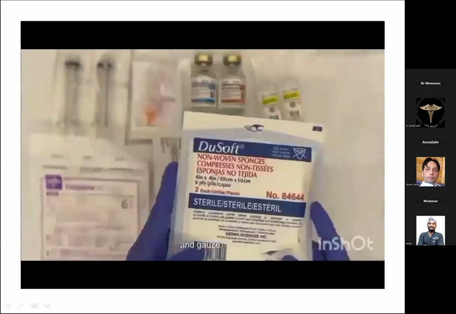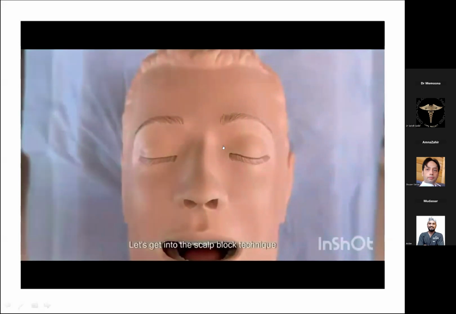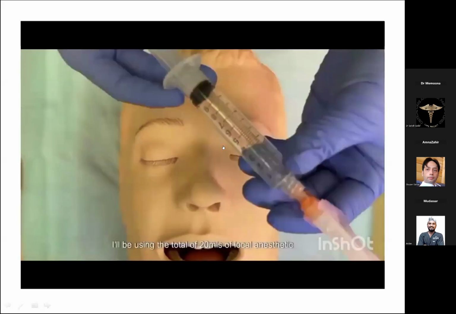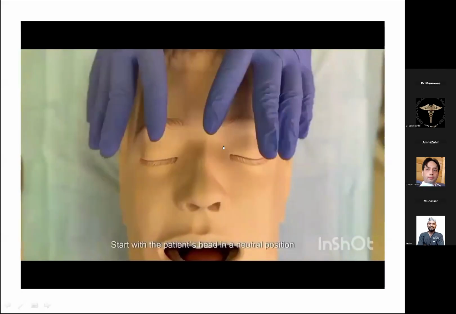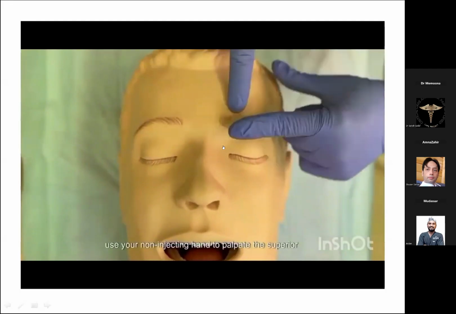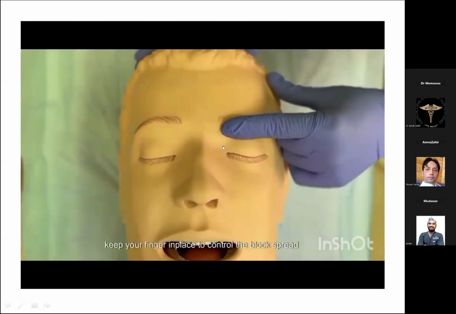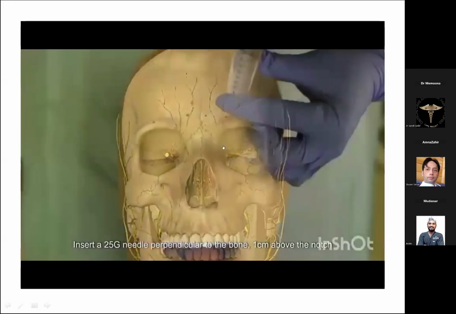Now, I would like all of you to visualize this video so that you may get the idea what I'm talking about. After gathering your supplies, and prepping and draping the patient, first of all, identify the supraorbital foramen, identifying the midline and going 2 cm laterally above the eyebrow. This is our injection site for blocking the supraorbital nerve. After giving 1 to 2 mils, the needle is drawn medially to block the supratrochlear nerve.